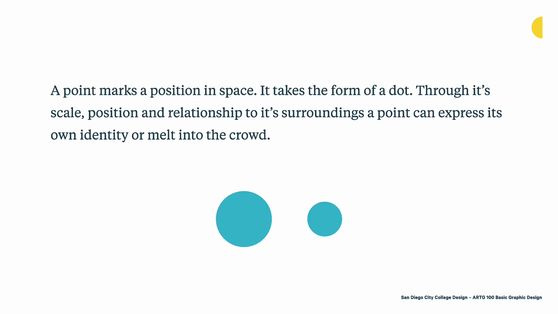A point marks a position in space. It takes the form of a dot. Through its scale, position, and relationship to its surroundings, a point can express its own identity or melt into a crowd. So here we're going to refer to circles as points. And these are really important aspects of design. They're something that we utilize extensively, not only as a visual motif, but if you zoom in way deep into a photograph, it's actually made up of a series of many points of different colors that allow us to see an image.